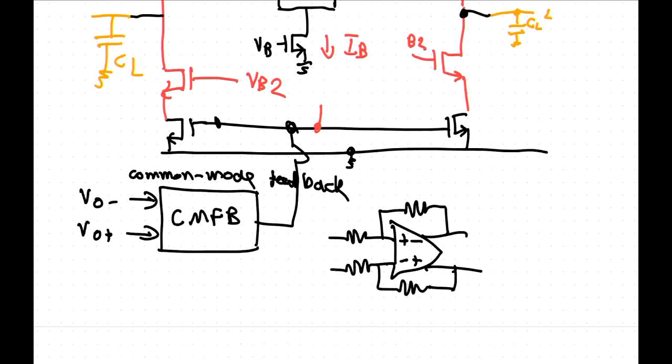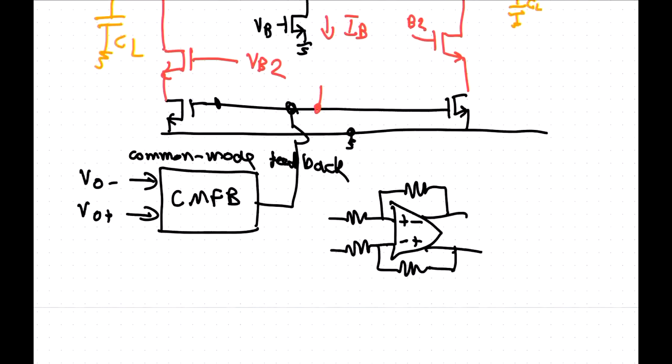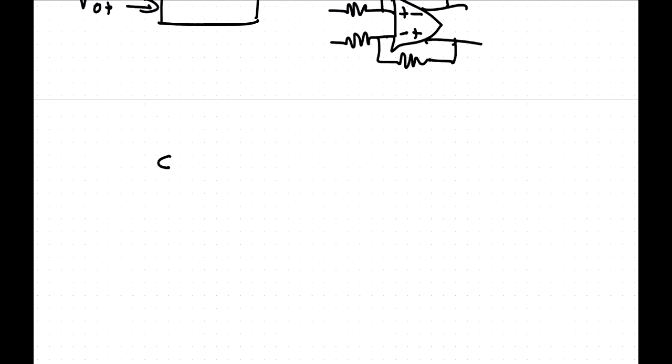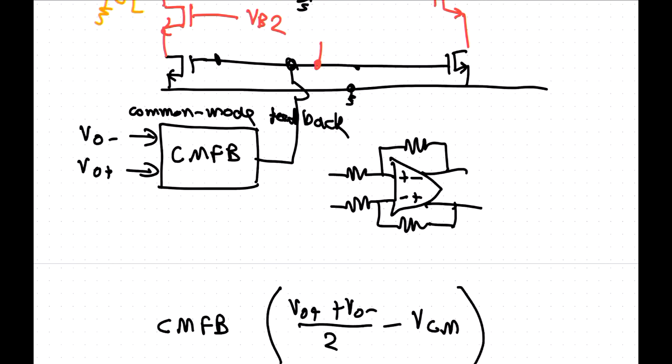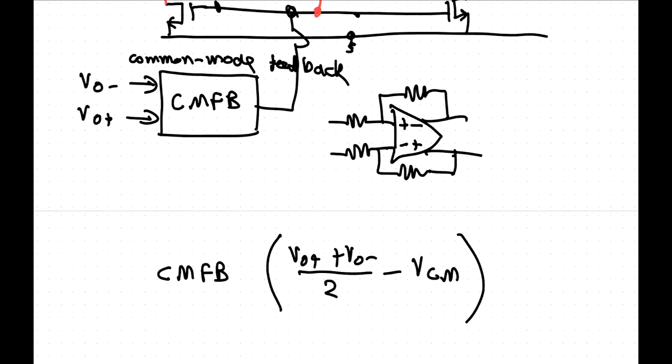So now how do we do that? Well, essentially what we do is, the common mode feedback will take the common mode. What is the common mode? That's V out plus V out minus on 2. That's the common mode. And we compare that with a desired voltage, VCM target, whatever, like that. So that's the kind of voltage we want to feed back to the system in here.